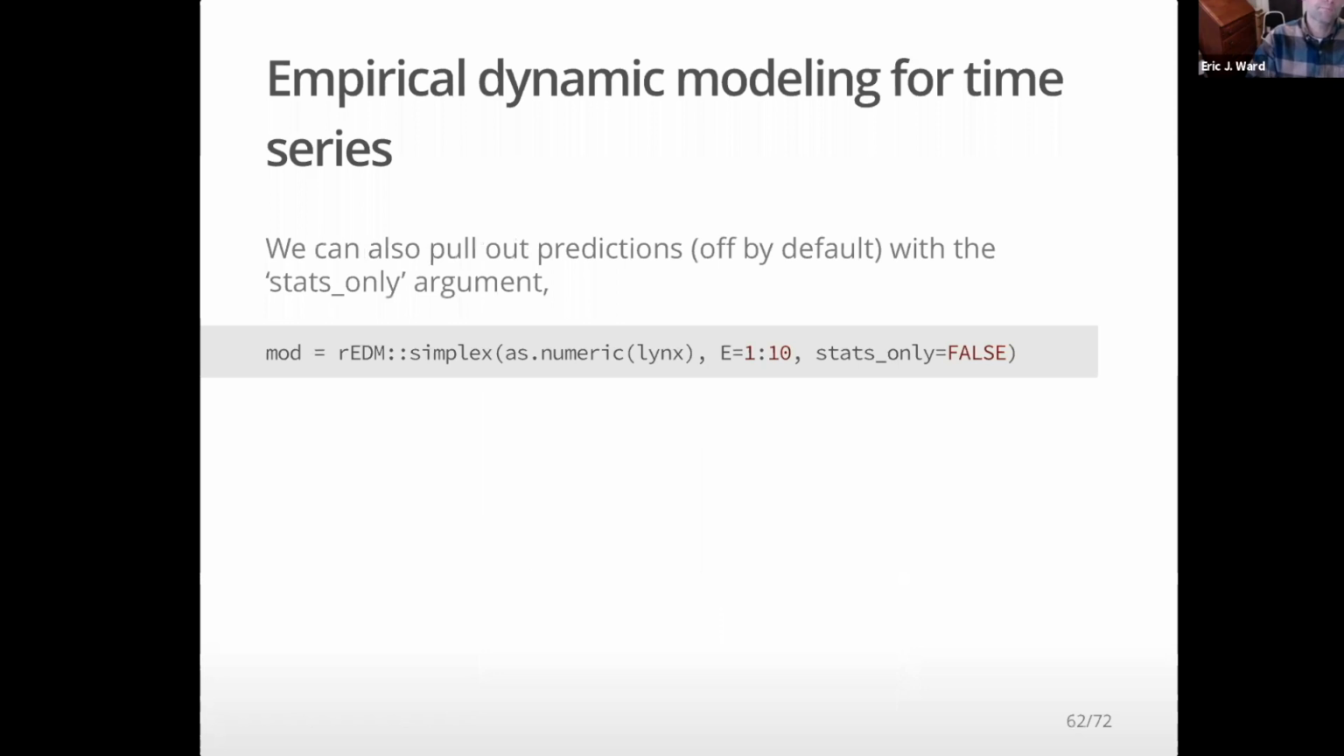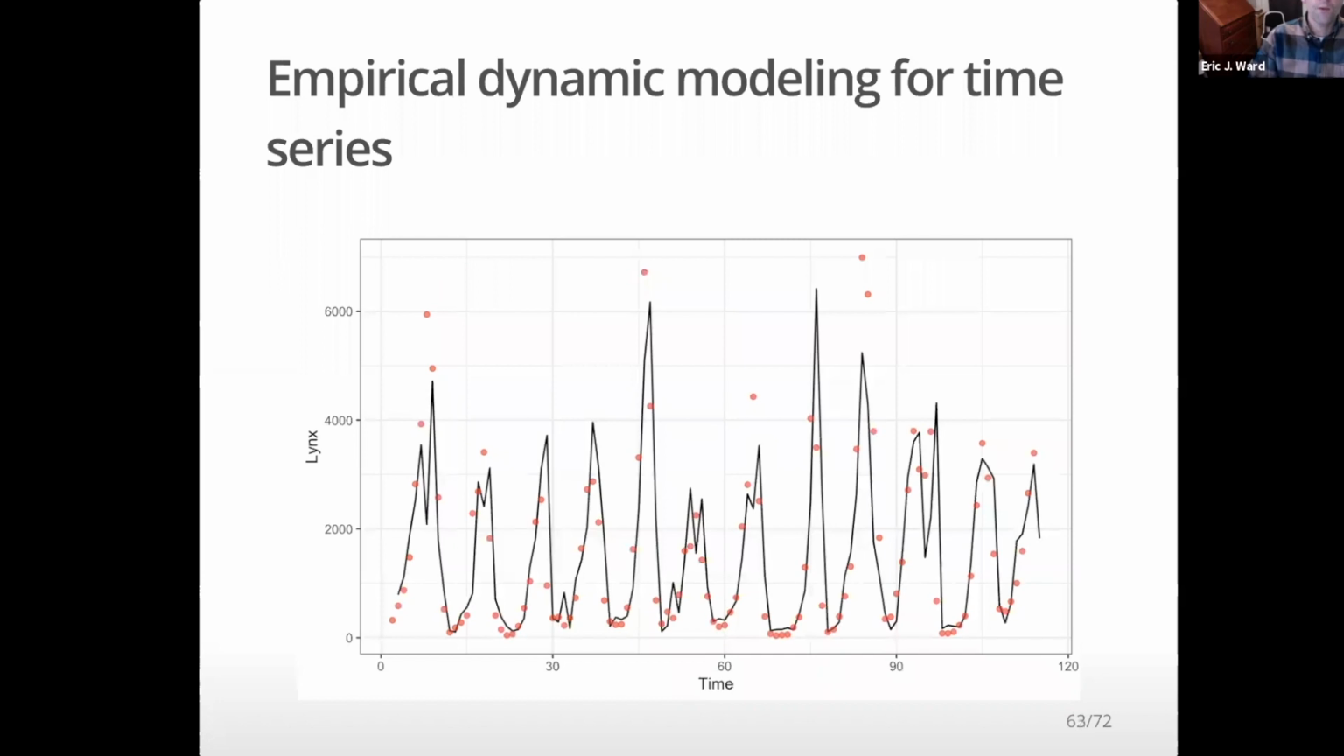Okay, so in addition to those types of summaries, we can also get out the predicted values of the future forecasts for these types of models. The stats only argument will basically do that for us, and we can pull out those predictions and see that overall the model does a really good job of using the second order lag to make those predictions in the future. There's certainly cases here, some of these peaks, where the model's not doing great and not capturing the outliers, but for the most part, it does a pretty good job.